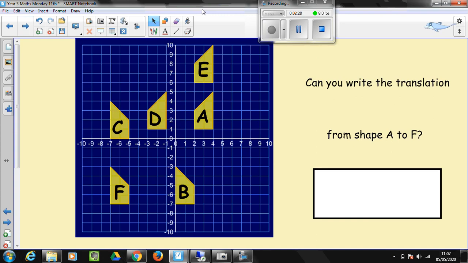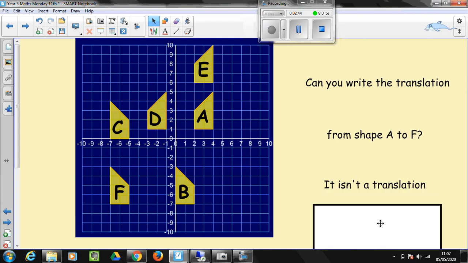Have a go this time. Can you write the translation from shape A to shape F? Let's have a look at the answer. Oh, it says it isn't a translation. Can you explain why moving shape A to shape F would not be a translation?